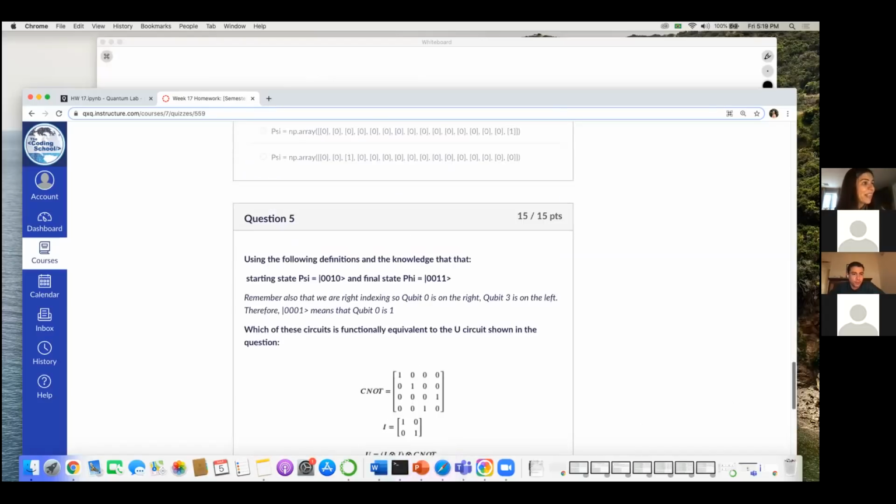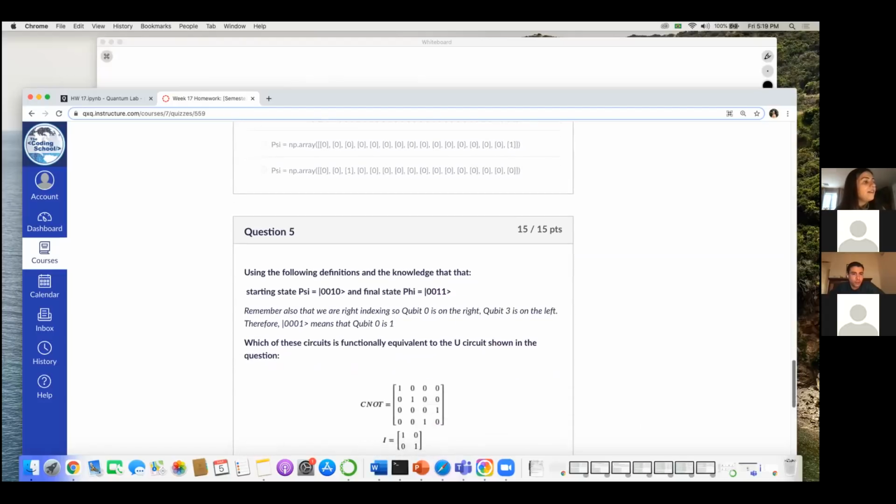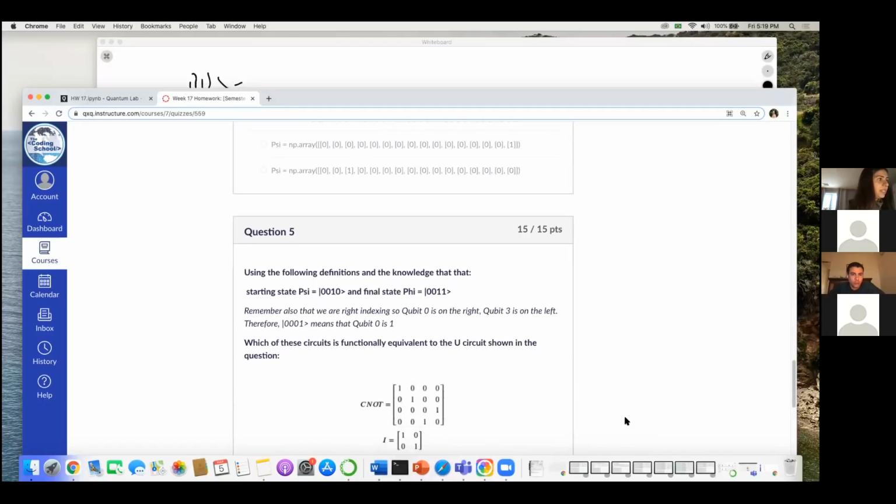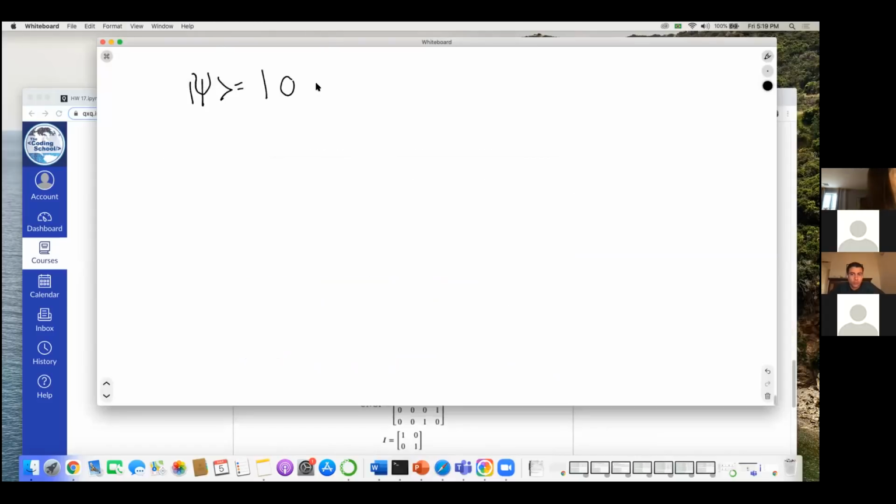So let's hear. We have a starting state psi that's given by 0, 0, 1, 0, and a final state phi that's given by 0, 0, 1, 1. So we have a starting state, but make sure I'm copying it right, psi, that's 0, 0, 1, 0. And I have a final state phi that's 0, 0, 1, 1.